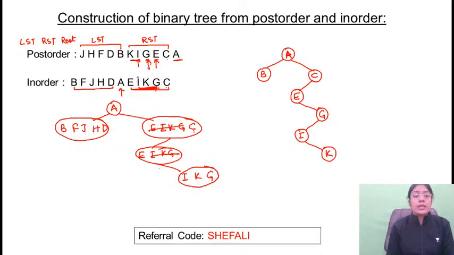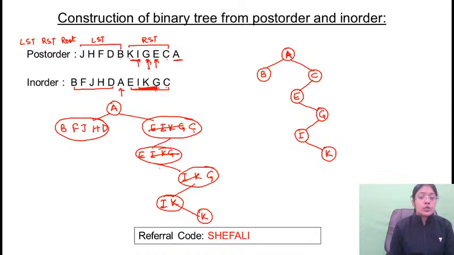Among these 3 elements, G is coming at the end, so G will be the next root, I and K will be on the left. Among these 2 elements, I is coming at the end, so I is the root and K is present on the right hand side. So we got on the right of A we have C, on the left of C we have E, on the right of E we have G, on the left of G we have I, and on the right of I we have K. Similarly, we can construct here.